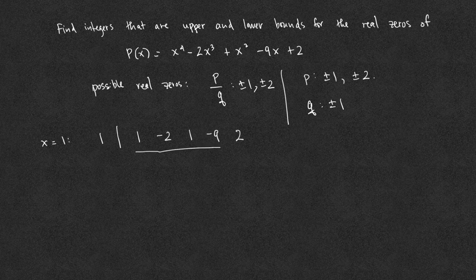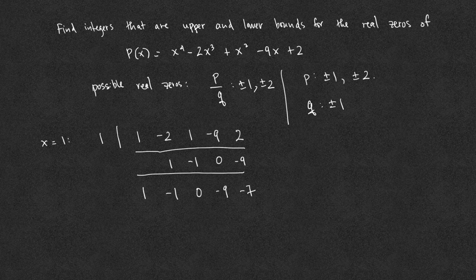To perform synthetic division, we bring down the leading coefficient and we multiply by k. 1 times 1 is 1, and then we add the number in that column. Negative 2 plus 1 is negative 1. And then repeat. Negative 1 times 1 is negative 1. 1 plus negative 1 is 0. 0 times 1 is 0. Negative 9 plus 0 is negative 9. Negative 9 times 1 is negative 9. And 2 plus negative 9 is negative 7.